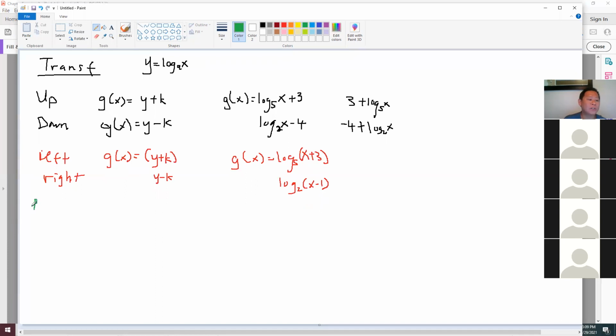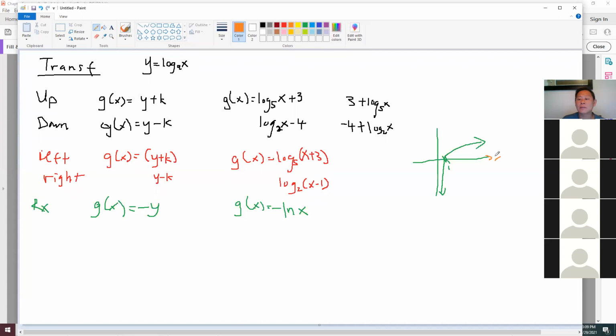Again, we have reflections on the x-axis. Reflection on the x-axis means you put a negative in front of the log. For example, in this case, it will be negative ln x, okay, or negative log 5x or something else. Don't forget that the log graph, or the ln graph, is like this, where you intercept at 1.